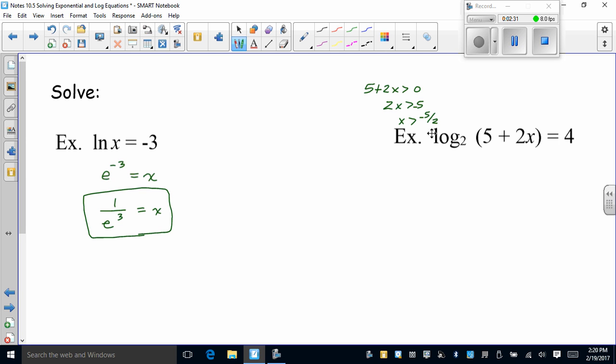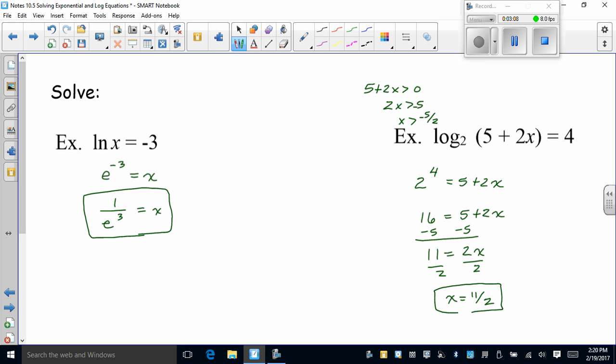So base to exponent equals 5 plus 2x. 2 to the 4th power is the same as 4 squared, 16, equals 5 plus 2x. Subtract 5, subtract 5. We get 11 equals 2x. Divide by 2, divide by 2. So x equals 11 over 2. And since that is greater than a negative number, we know it's going to be a good answer. Now, if you want to double check and make sure it's correct, you go back here and you plug it in.